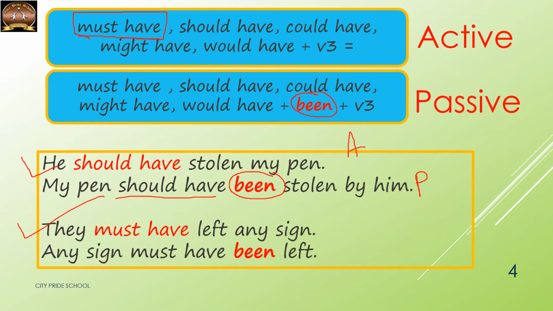The next example is they must have left any sign. So this is a combination of modal auxiliary and have. We simply have to insert been. Any sign must have been left. Again, by them we will not write. There is a rule for it. So you needn't write by them. It is understood.